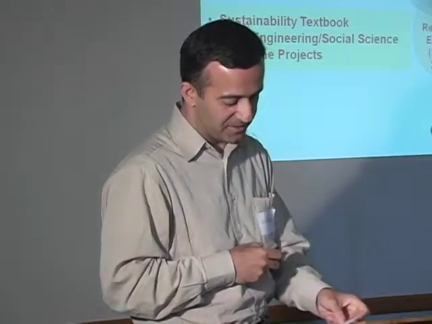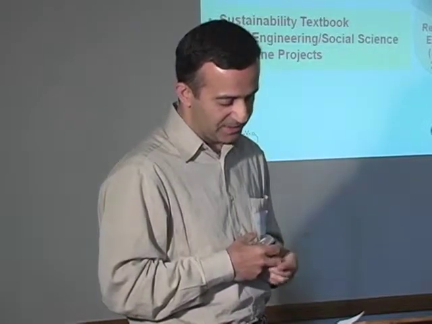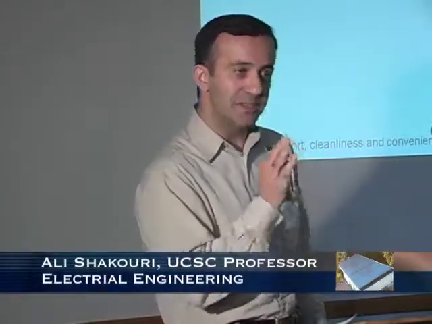We had a visitor from England, Elizabeth Shaw, who is a social scientist. She made an interesting observation. If you consider the issue of comfort, it's becoming normal to expect 22 degrees Celsius inside all year around, all over the world, whatever the outside temperature. 22 degrees Celsius is 70 degrees Fahrenheit or so. And today if you design a house, you say, well, this is the way it should be. You should have air conditioning if it's in a desert, or a good heating system, so that it's constant.